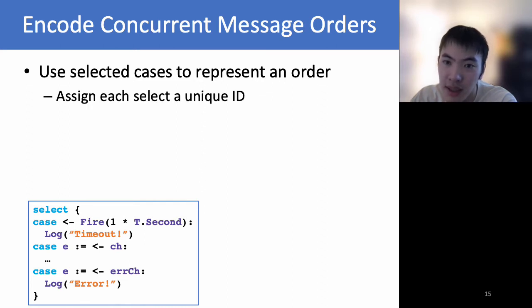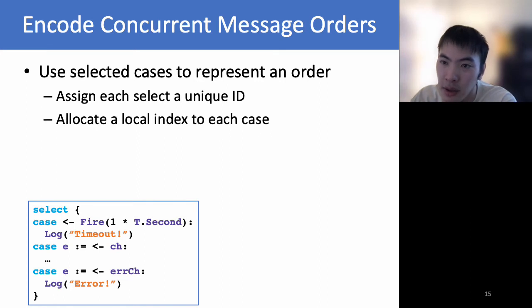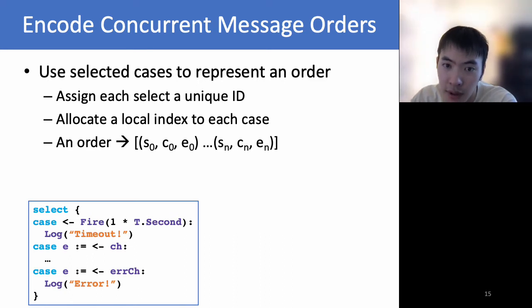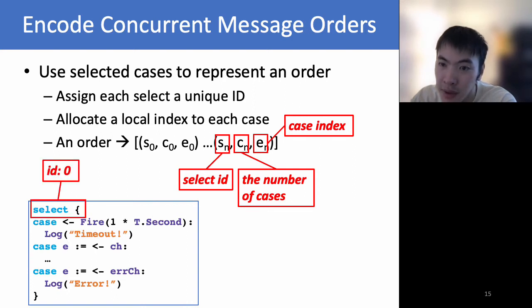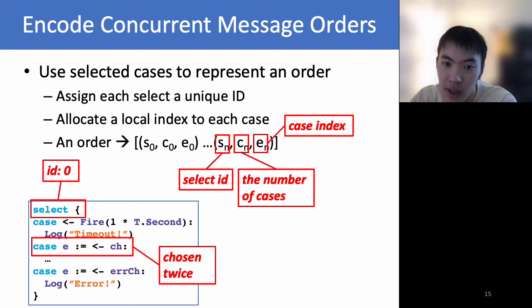We statically assign a unique ID for each select and allocate a local index for each distinct case of a select. A concurrent message order can be represented with a sequence of tuples. For each tuple, the first element represents the select ID, the second element represents the number of cases in the select, and the last element represents the local index of a selected case. For example, if we assume the ID of the select is 0, and one program run goes over the select twice and chooses the second case for the two executions, then the order can be encoded like this.